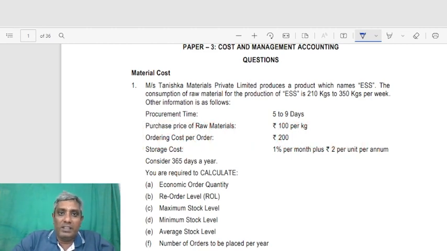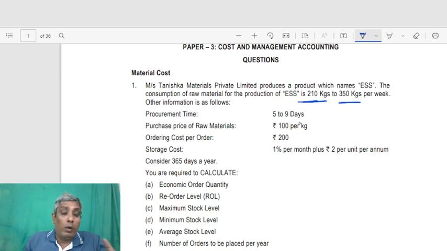Now, the first question is, Messrs. Tanishka Materials Private Limited produces a product named ESS. The consumption of raw material for the production of ESS is, say, 210 kgs and 350 kgs per week. So, from this, we can say this is minimum and maximum. In between we have to find out the average levels also. So, from the first sentence itself, we should be able to understand these small concepts clearly.